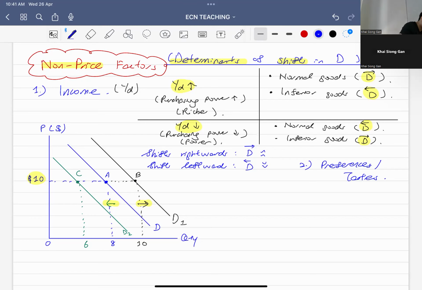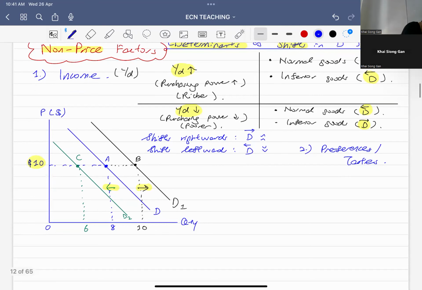The third one that usually students confuse is this one. Prices of related goods and services. Yeah, preference and taste. Okay, so the number three one is a bit confusing.